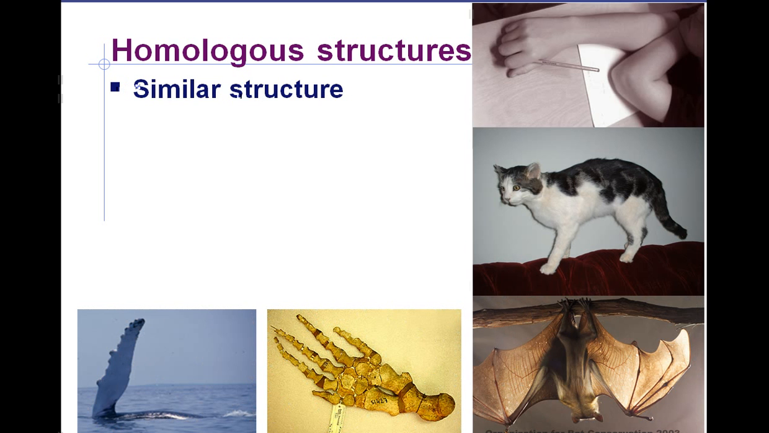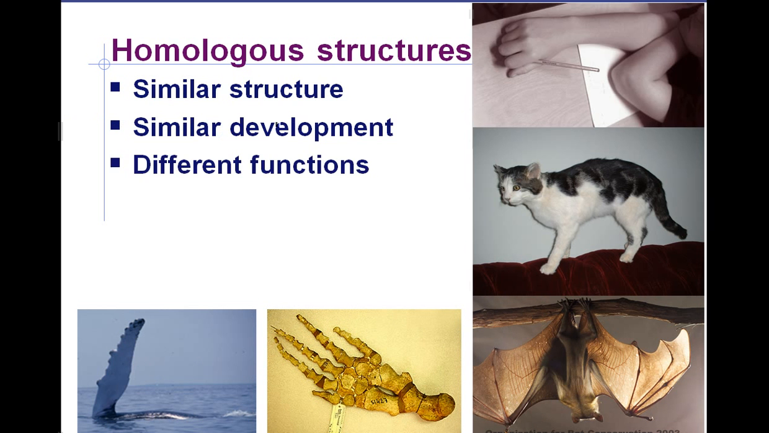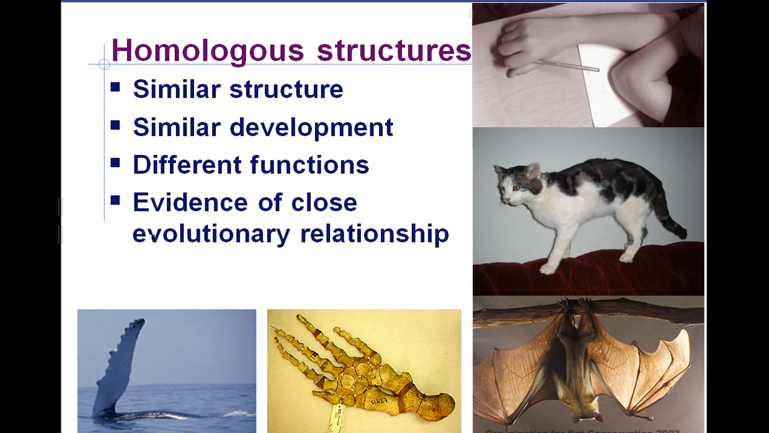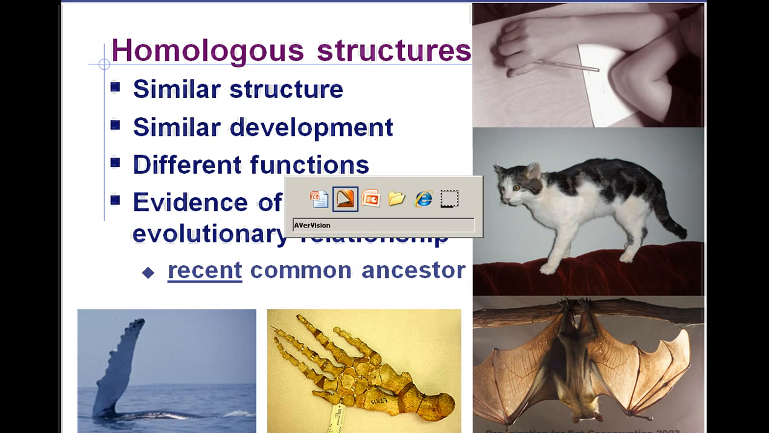So homologous structures have a similar internal structure, similar development, different functions. Bat wing has a different function than a human hand or the front paw of a cat. And this is evidence of a close evolutionary relationship, a more recent common ancestor. All right, this time we'll take some notes.